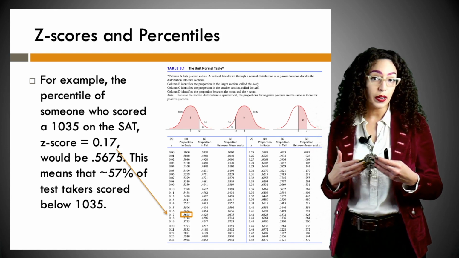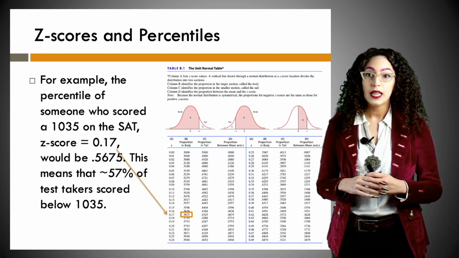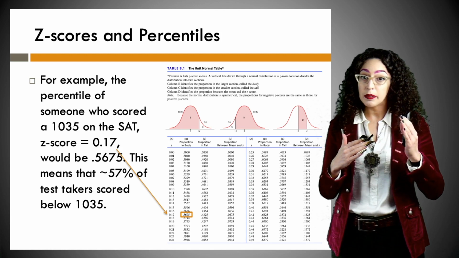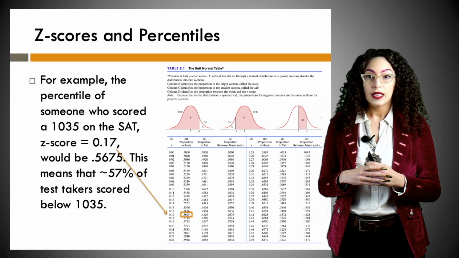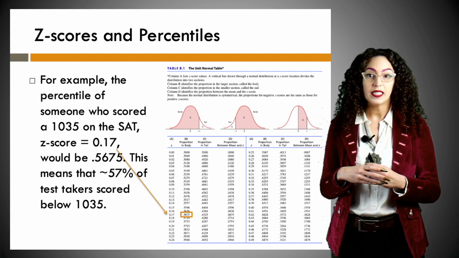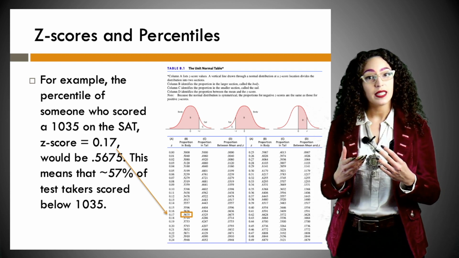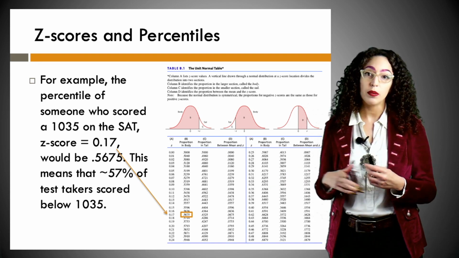So for example, the percentile of someone who scored a 1035 on the SAT would be a z-score of 0.17. And we know that that's pretty close to the middle, right? And it's positive, so it's going to be a little bit more than 50%. And it would be a proportion of 0.5675. This means that about 57% of test takers scored below this one person.